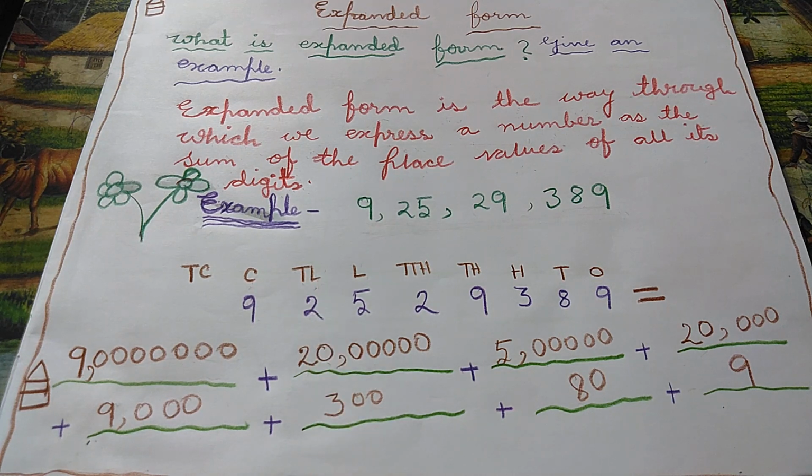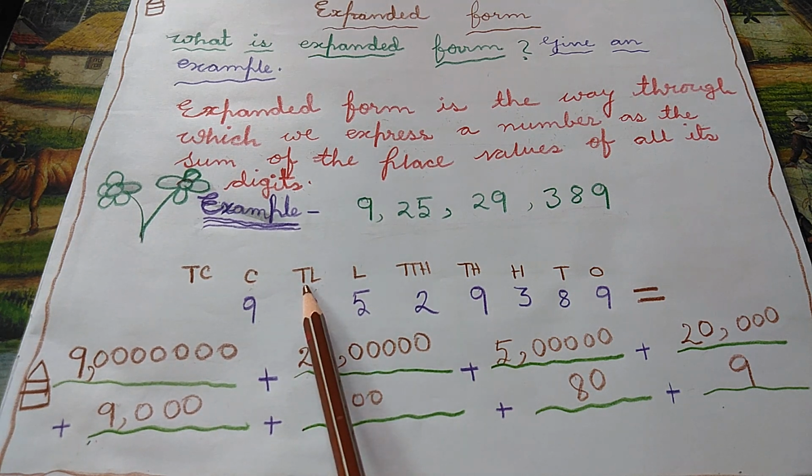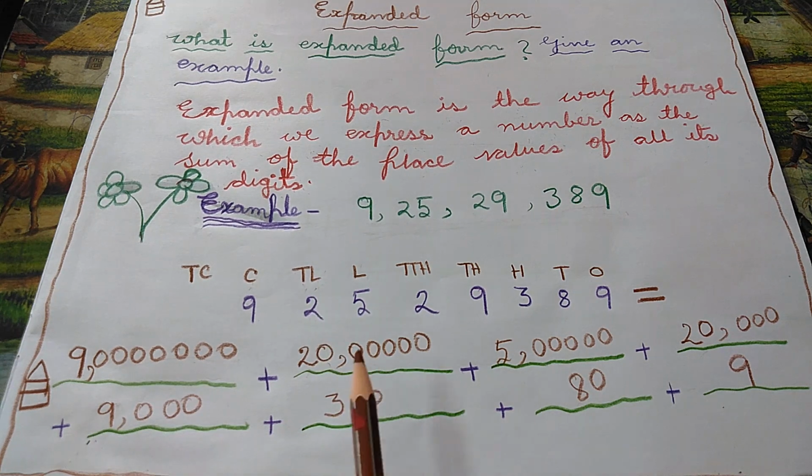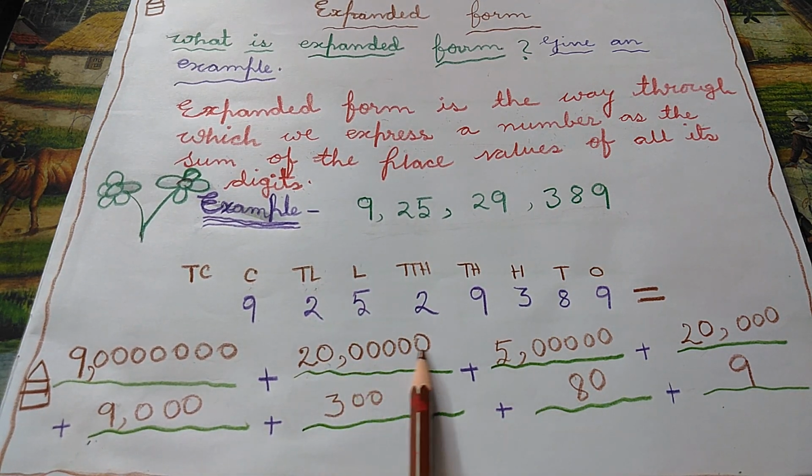Then 20 lakh. How to write it in number? First write 2. For 10, there will be 1 zero. For lakh, there will be 5 zeros.